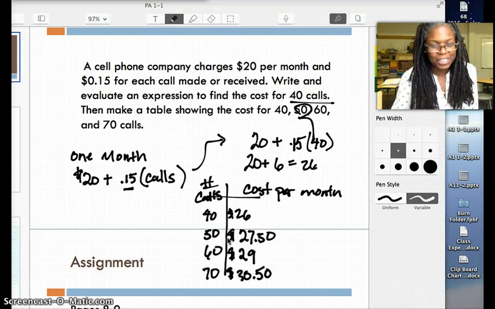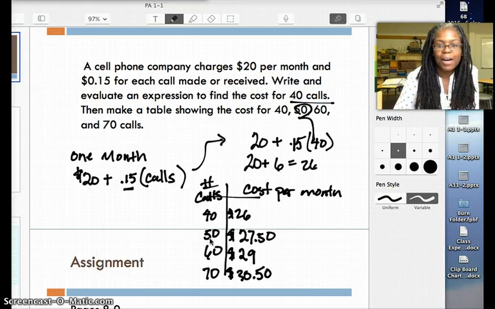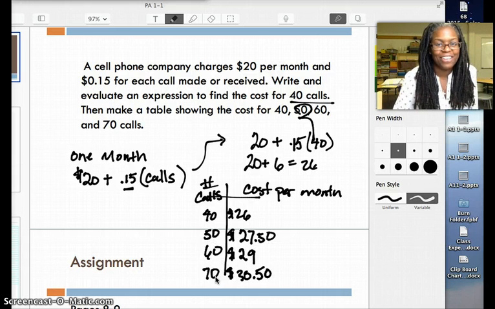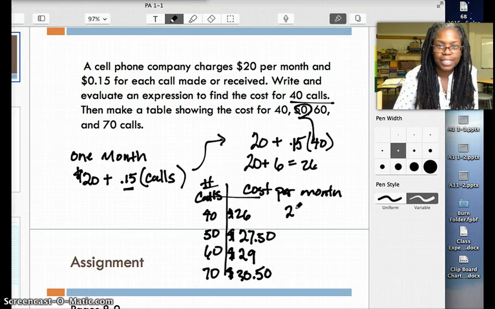Okay, so I took the liberty of filling this whole thing out, and I'll talk about how we got the answers. So the answers would be $26 for 40, $27.50 for 50, $29 for 60, and for 70 calls, $30.50. The way that we got that is by using this formula here that we created. So we have 20 plus 0.15 times the number of calls. So in this case, I put in 40.